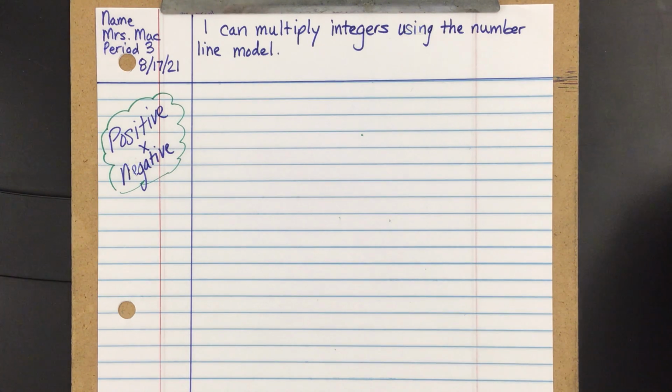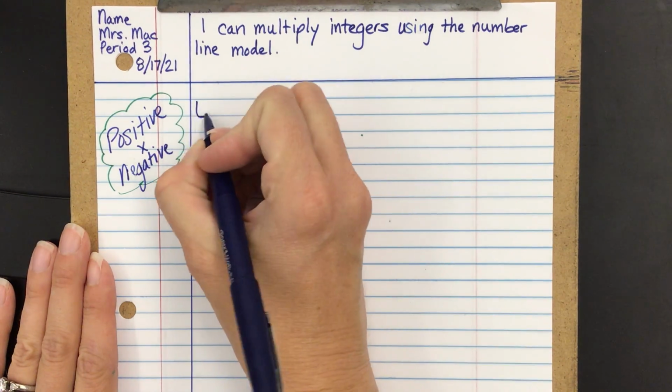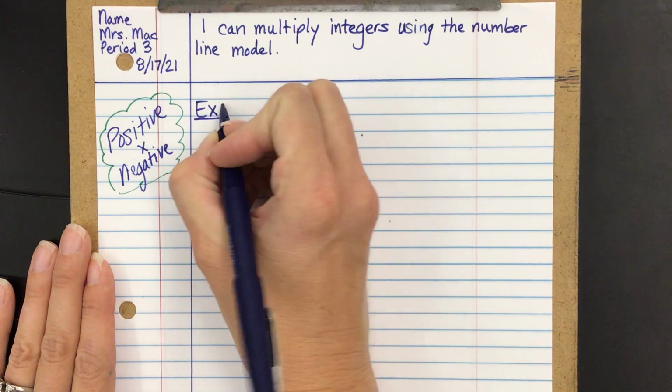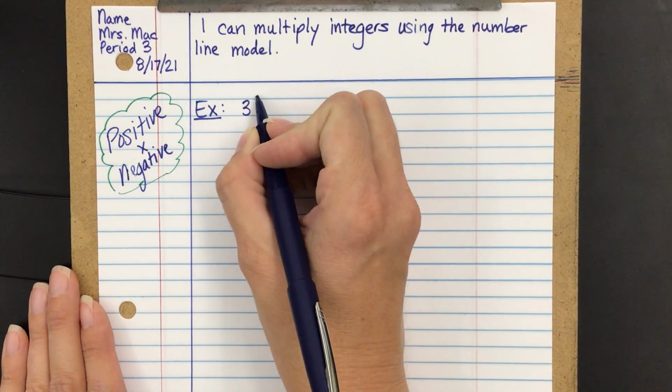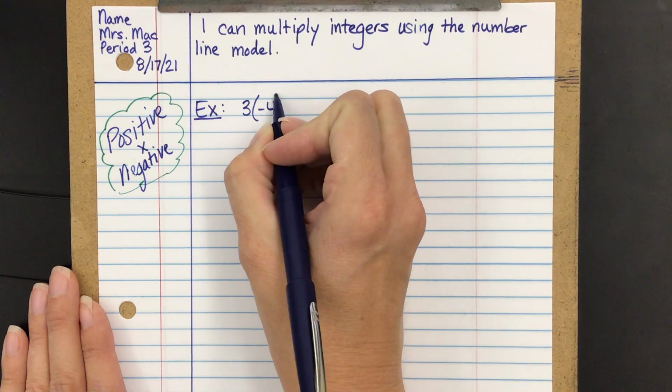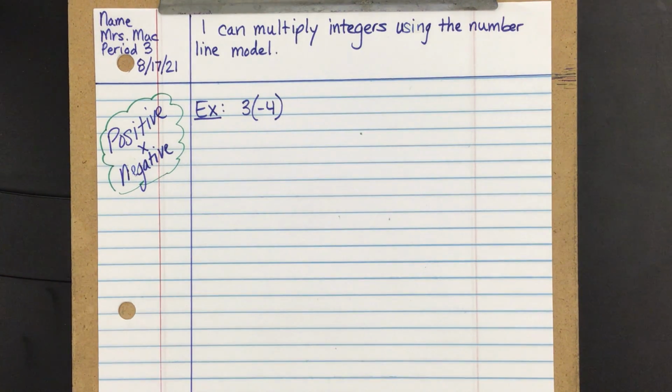Right. So let's start with an example. We have 3 times -4, okay? And just for your information, in this class, most likely you will never see me use the x for multiplication.